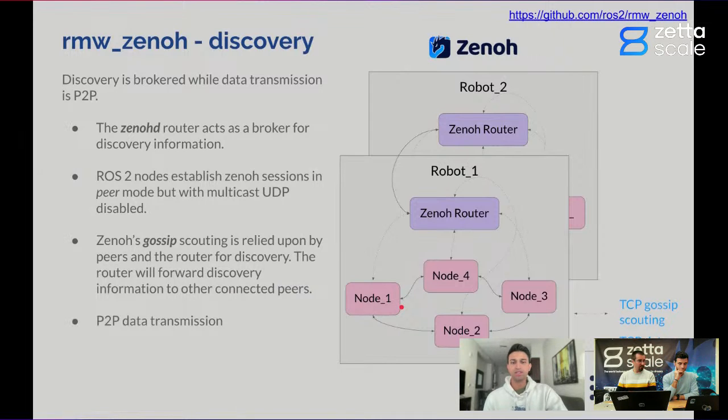But what happens is when a node starts up, it looks to connect to a router, and the router is able to forward discovery information from other nodes in the system to this node via a mechanism called gossip in the Zenoh protocol. So this way, every node is communicating its presence only to a single entity. You don't have that quadratic scaling of discovery traffic in your system. I would also like to highlight that all of the discovery information is shared over TCP, and so is the data transport as well.